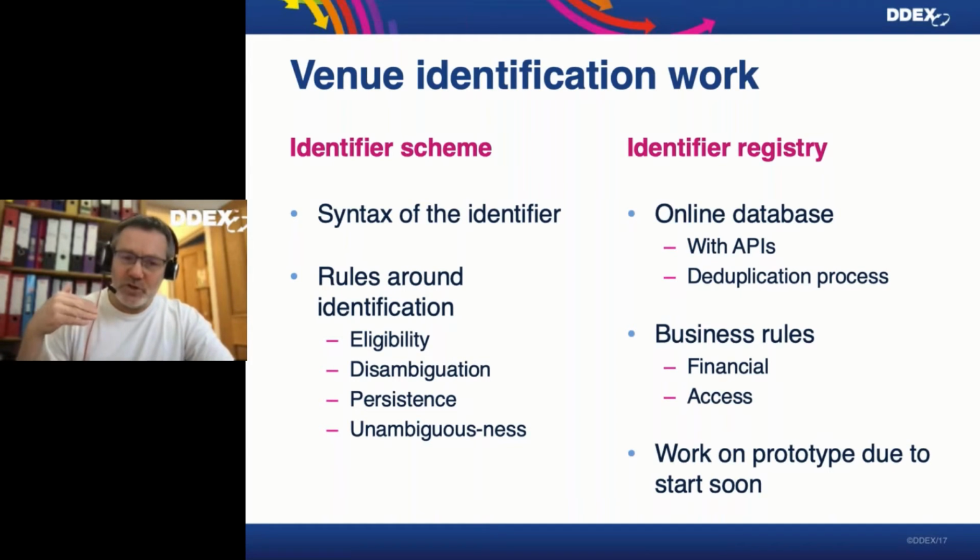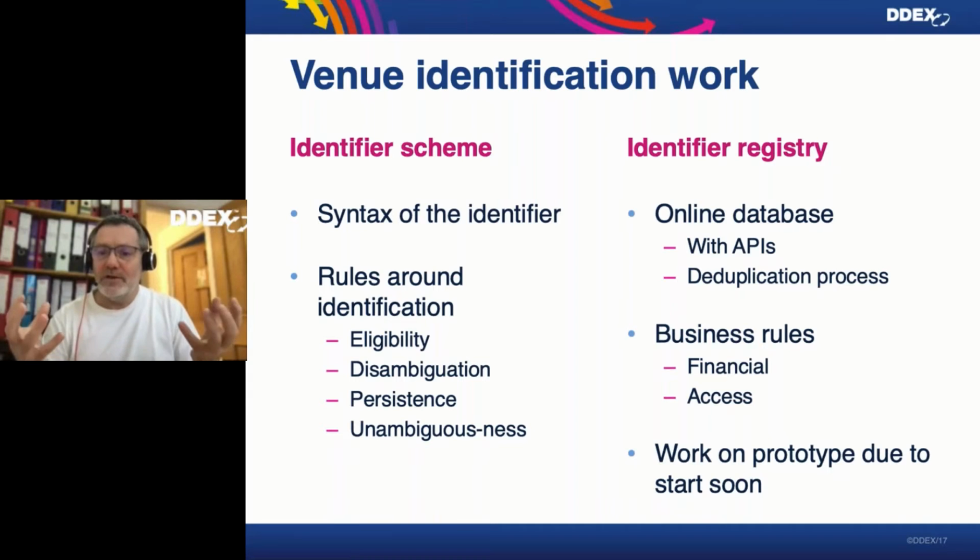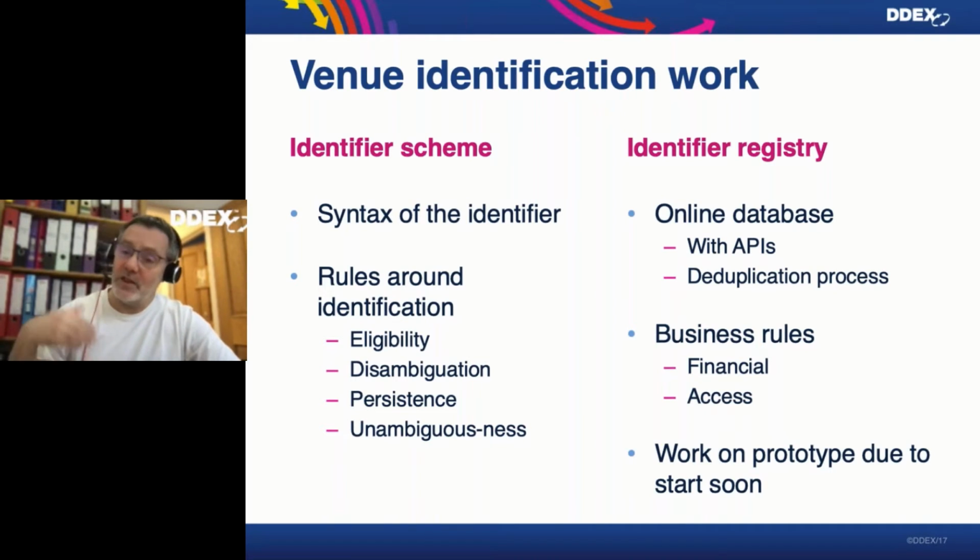We need to be sure to be able to disambiguate, or collate data from different venues together. So telling two venues apart, or knowing that two descriptions of one venue are actually the same venue. That is something that needs to be discussed, that needs to be put down in rules, how to handle that and those kind of things.